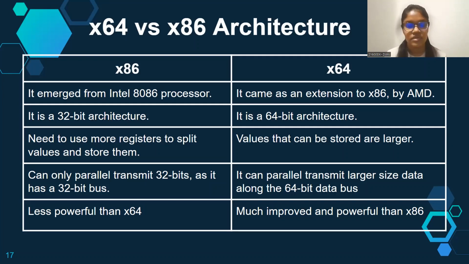x86 needs to use more registers to split values and store them. In x64, values that can be stored are larger. And x86 can only parallel transmit 32 bits as it has a 32-bit bus. In x64, it can parallel transmit larger size data along the 64-bit data bus. So x86 is less powerful than x64, and x64 is much improved and more powerful than x86.